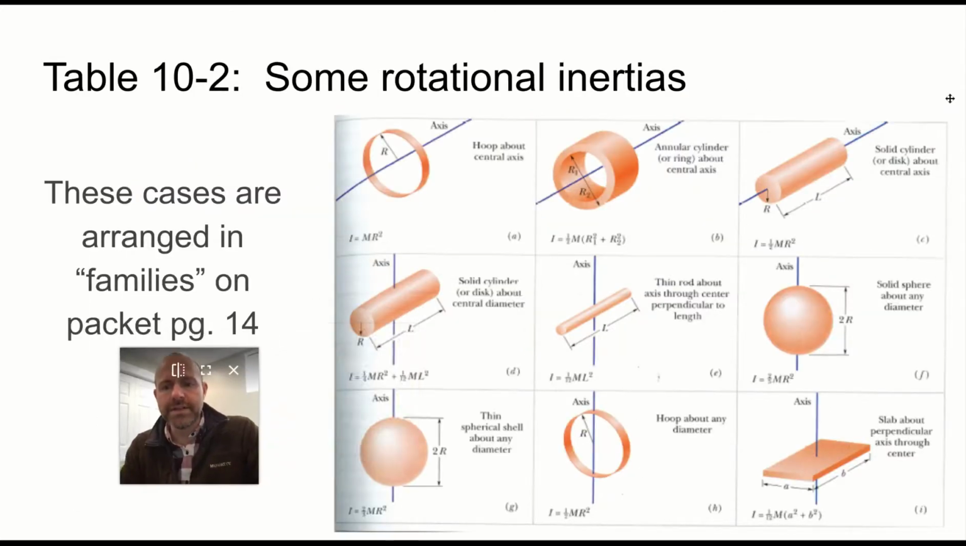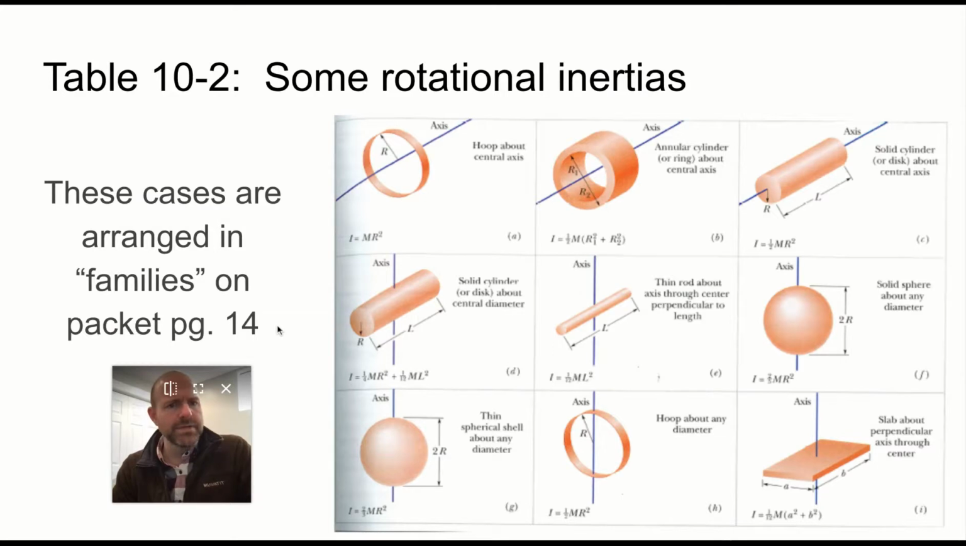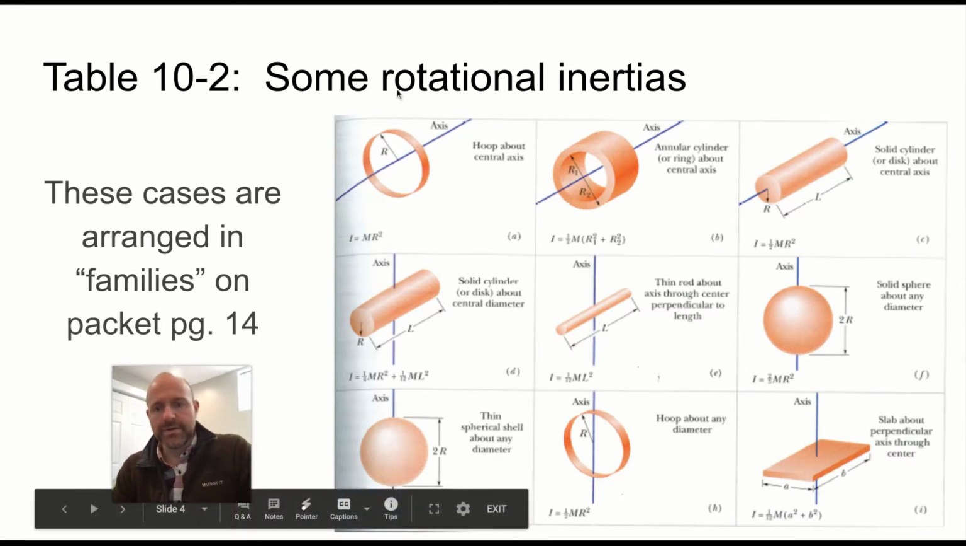You have a whole set of these. I think it's page 14 in your packet, unless that page is messed up. This came out of your textbook, but there are all these different families. There are things that are basically cylindrical, rotating around an axis, whether it be a hoop where all the mass is at one spot, a solid cylinder, or an annular cylinder, basically a hoop with thickness. And then there are things that are rotated around a central axis, like a rod or a modified rod, different things like that.